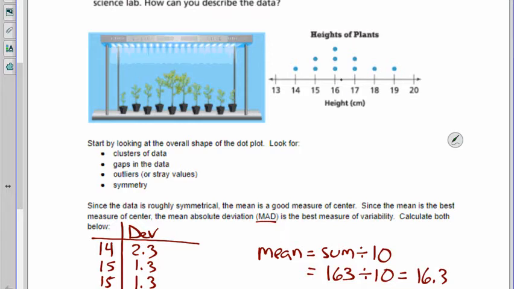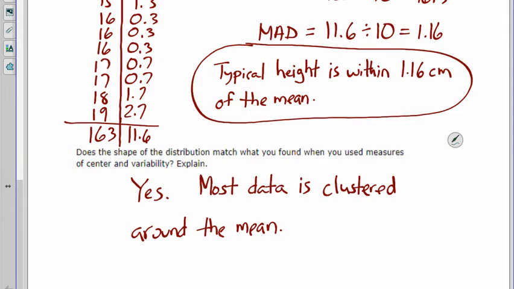Coming back to our dot plot, 16.3, the mean, is right there. And look where most of the data is. So yes, most data is clustered around the mean.